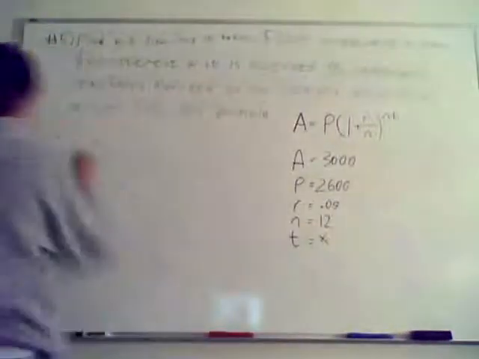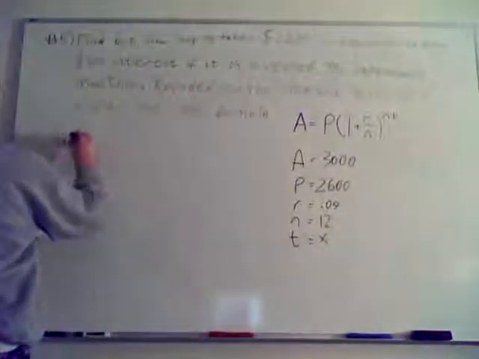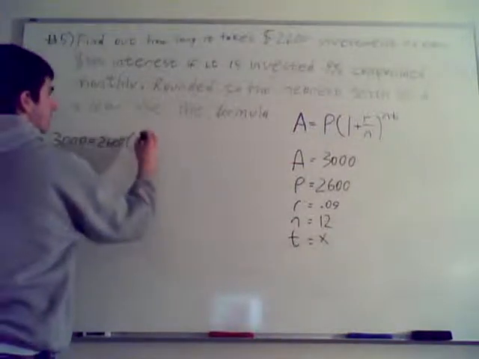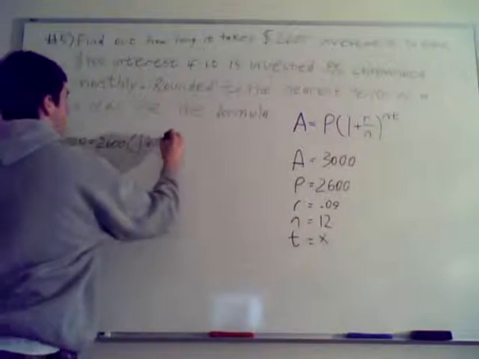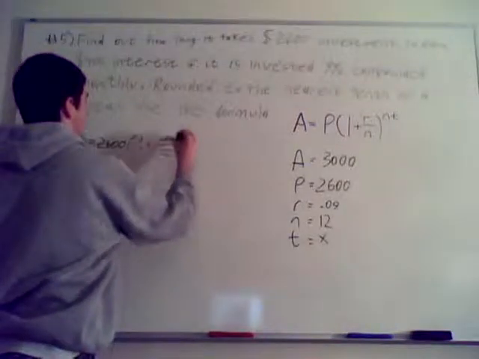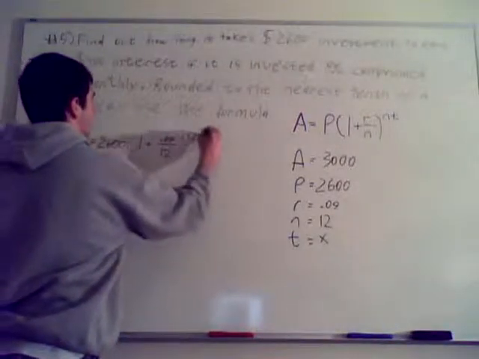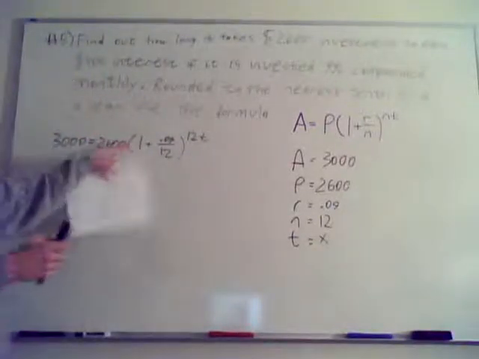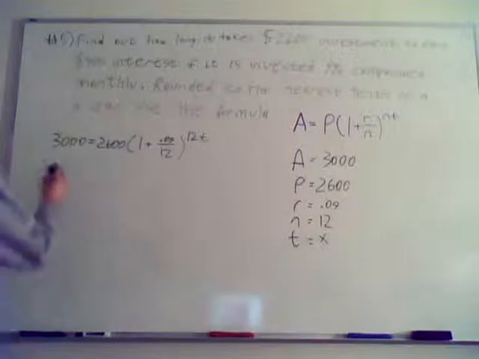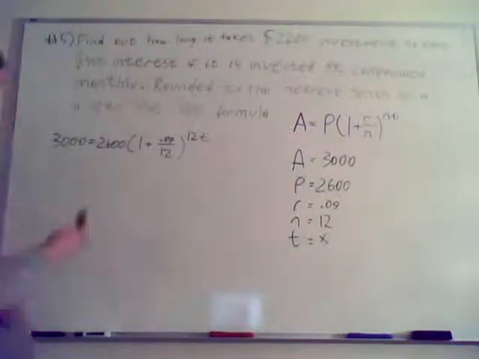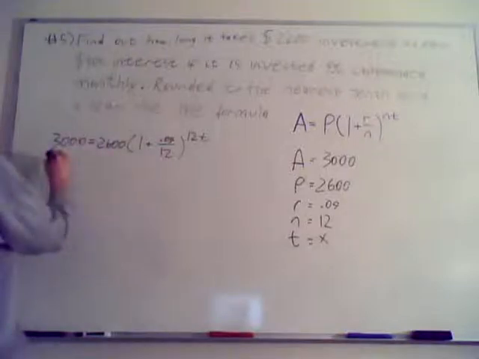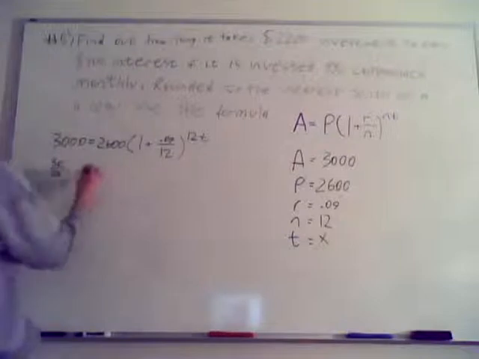So if we set this up, we get 3,000 equals 2,600, parenthesis open, 1 plus 0.09 over 12, to the power 12t. Now, first thing I'm going to do is realize these two are multiplying. So I'm just going to do 3,000 divided by 2,600, which gives you 30 over 26. I'm just going to keep it like that.